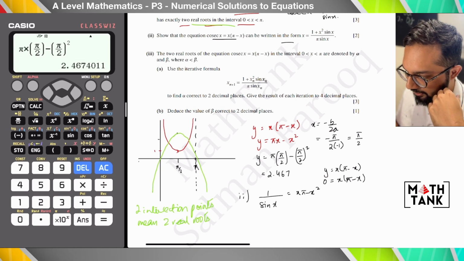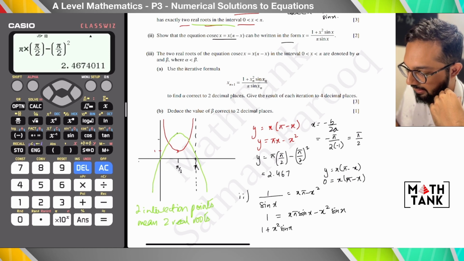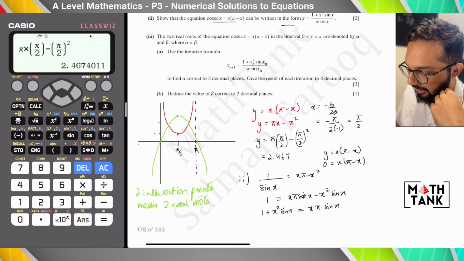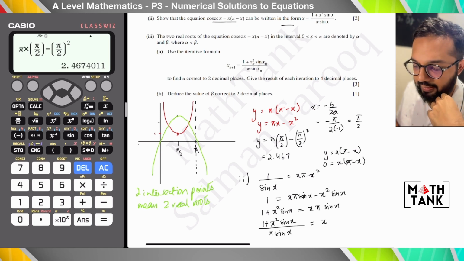I know that I need to cross multiply, so I'm going to say that x pi sine x minus x square sine x, 1 plus x square sine x equals to x pi sine x. And I think I have my answer, 1 plus x square sine x over pi sine x equals to x. That's 2.